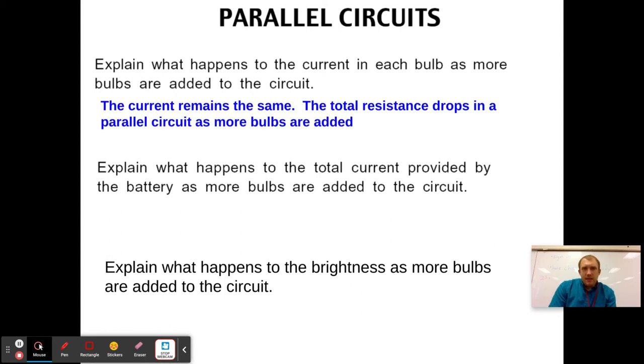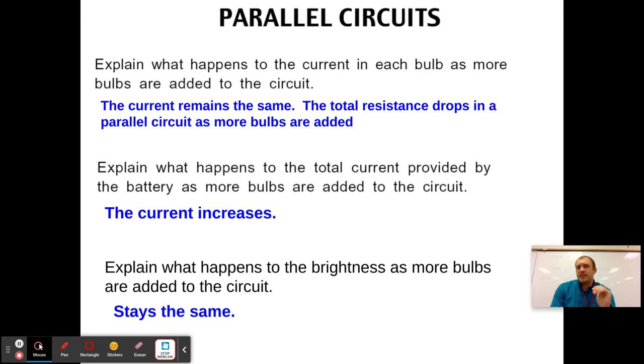Okay, parallel, instead. In parallel, the current through each bulb or each resistor remains the same. So if the current remains the same and the voltage remains the same, then the resistance has to drop. The overall resistance has to drop. It's really weird to think about. It's the weirdest thing in electricity, that as you add more light bulbs, the overall resistance of the circuit actually goes down. Even though each one has the same resistance, the overall resistance goes down. It's basically because you're giving the electrons choices and they choose the path of least resistance. That means that the current increases as you add more bulbs and the brightness stays the same.